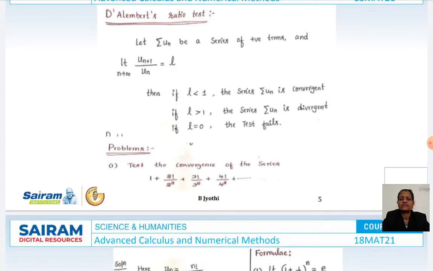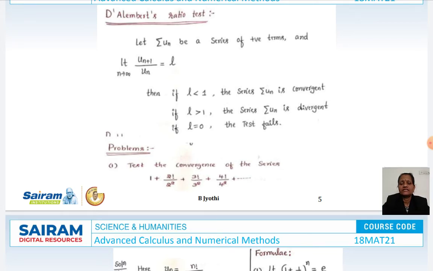D'Alembert's ratio test. If un is a series of positive terms and limit un plus 1 by un is L as n tends to infinity, then if L is less than 1, the series is convergent. If L is greater than 1, the series is divergent. If L is 1, then the test fails. Let us look into the example.